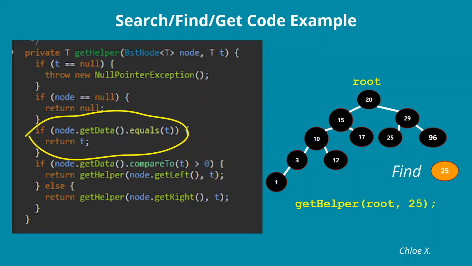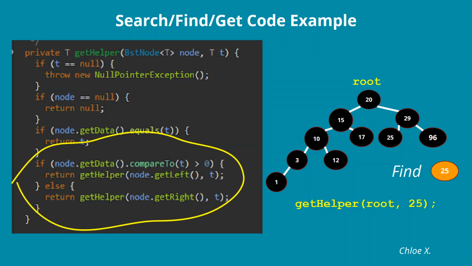Next, we compare if our current node's data, in this case our root's data, dot equals our target element, 25. It does not, so we continue. Now we have to decide whether to check the left or right subtree. We check if our current node's data is greater than our target value. If it is, we recurse on the left child. Otherwise, we call the method on the right child. Since 25 is greater than 20, we will call this method all over again on the right child.